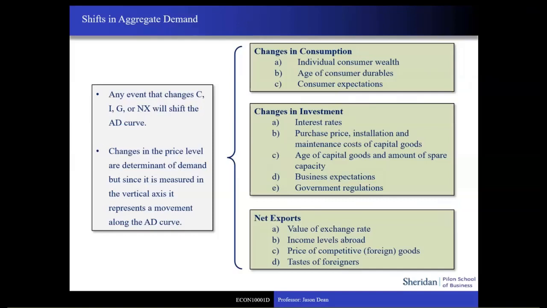Income levels abroad are also something that can affect net exports. If all of a sudden there's a huge recession in the US, they're obviously not going to be importing as much from other countries, and that would affect us. Tastes of foreigners. If there's a fad towards Niagara ice wine, then of course that would boost aggregate demand because a lot of them would be buying it, so we'd have an increase in exports.